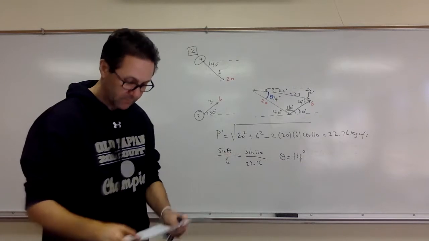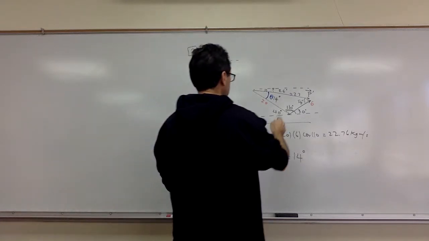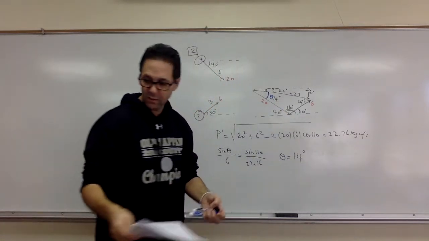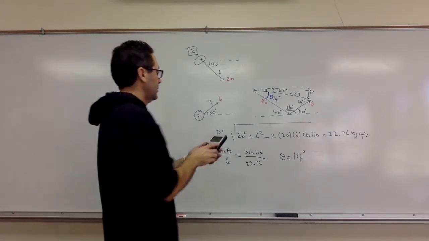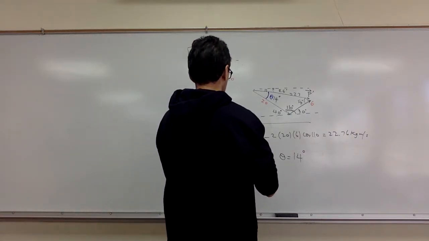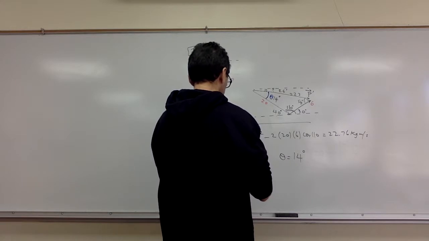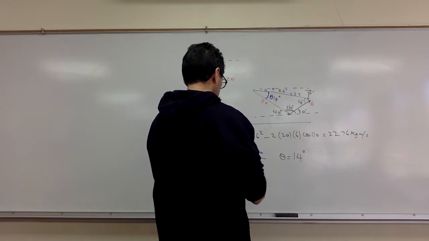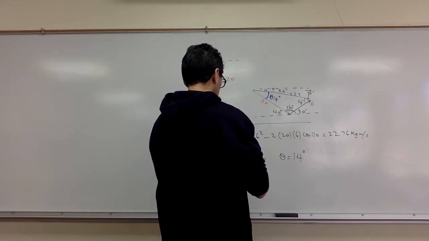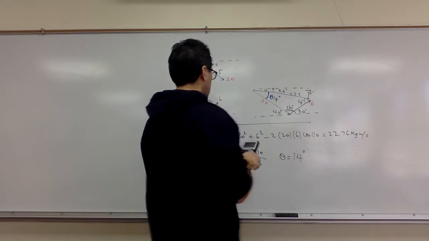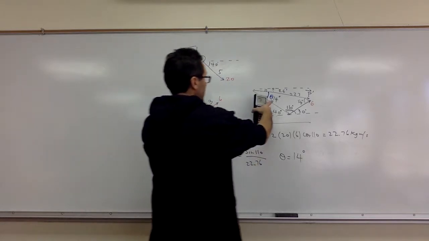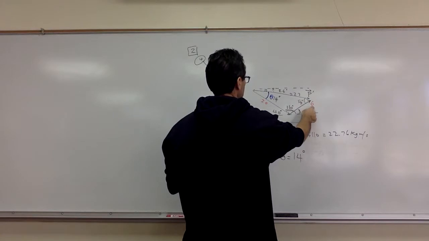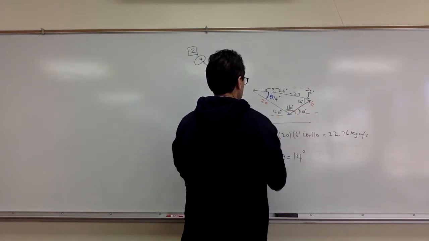Hold on a second. Let me just do the math here because these numbers might be wrong. So I'm going to do sine of 110 divided by 22.76 times 6, second sine. So this angle here is 14. It's got a 6 across from it.